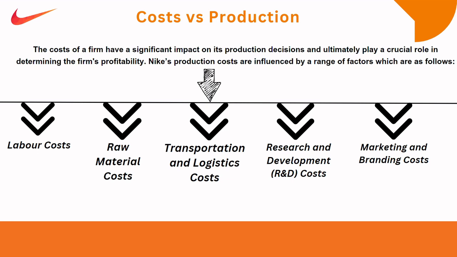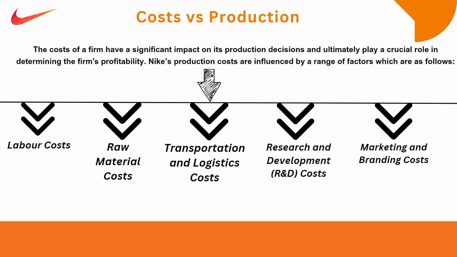Raw material costs. Nike relies on various raw materials such as leather, rubber, synthetic fibers, and foam for its footwear. The costs of these materials can fluctuate due to factors like commodity price changes, supply chain disruptions, and shifts in demand.